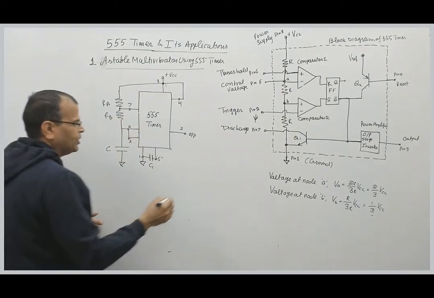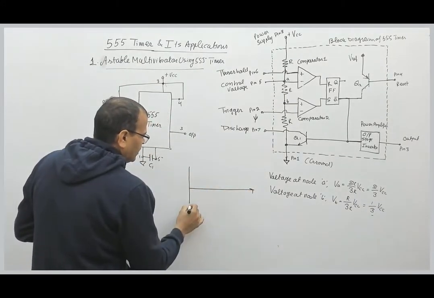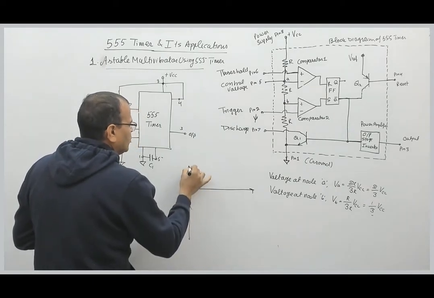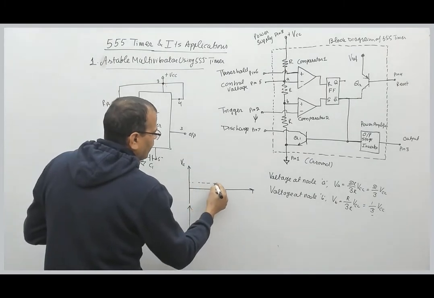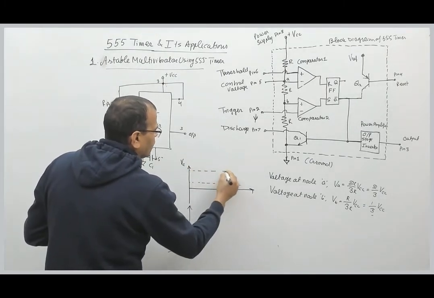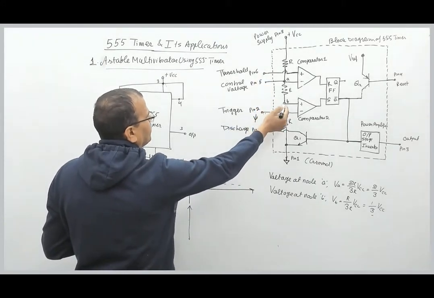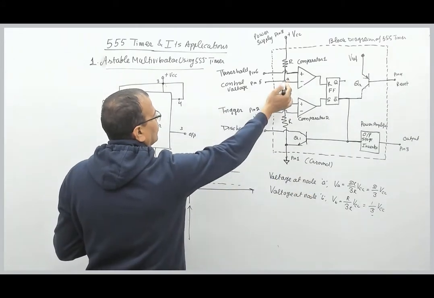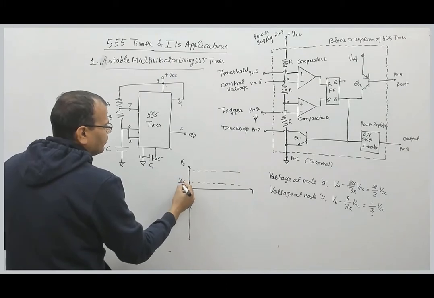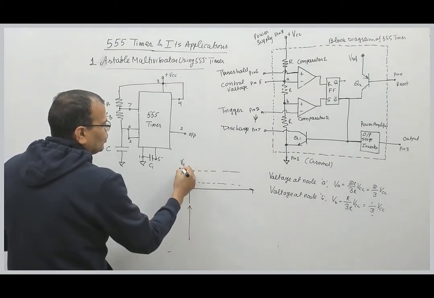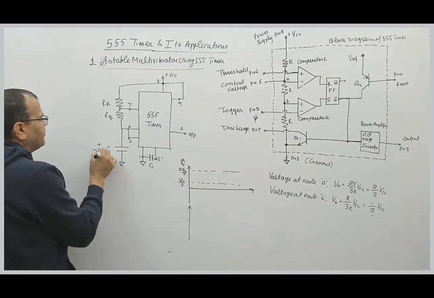Now let us see the operation. I will draw the waveform. Let us see the output. This is voltage across capacitor. The voltage across capacitor will vary between two levels. What are those levels? Please see pin 2 and 6. So voltage reference for pin number 2 is what? VCC by 3, and voltage reference for pin number 6 is what? 2 VCC by 3. So voltage across capacitor varies from VCC by 3 to 2 VCC by 3. This is voltage across capacitor VC, right?